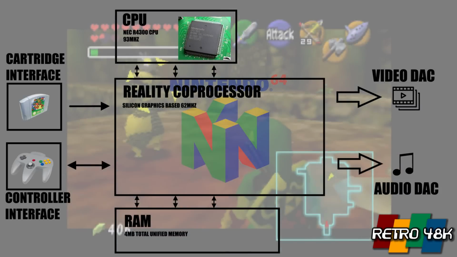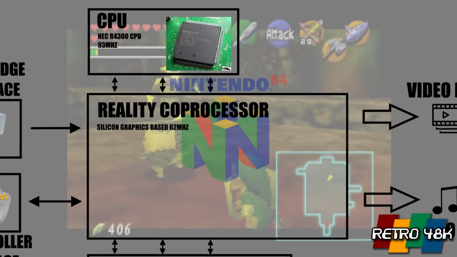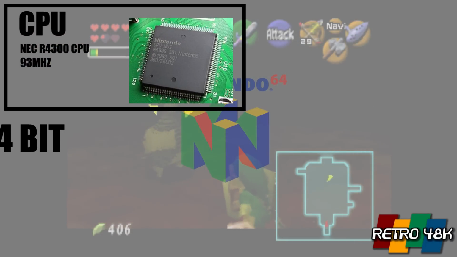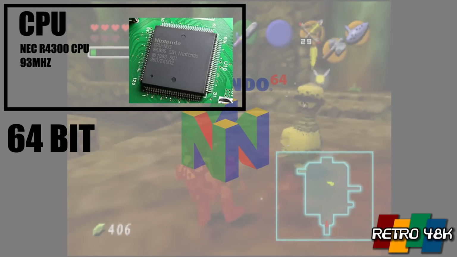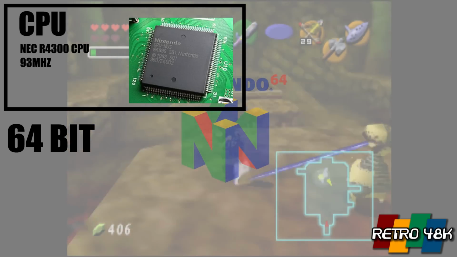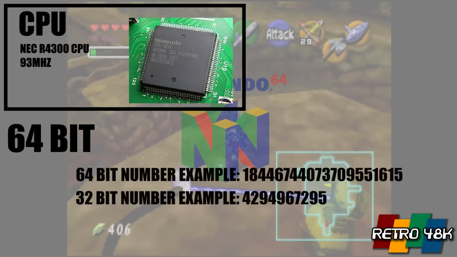So first up, let's talk about the CPU. This is what gave the N64 its name. It was 64-bit, and that meant you could do much more complicated and accurate, and that's the keyword, accurate calculations than 32-bit ones. It means that you can be much more precise.